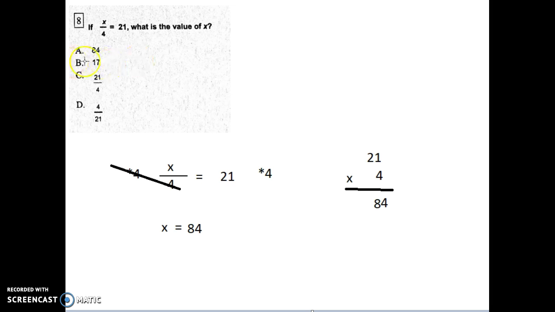Alright, that's page 1. There's only 2 pages, or like 2 questions. So there you go. Questions 1 through 8. All done for you.